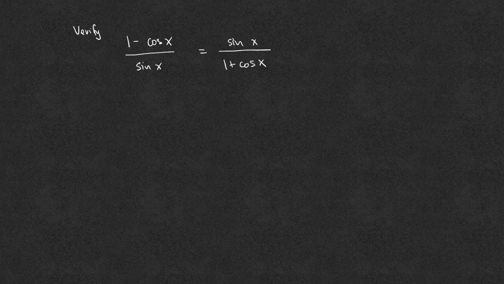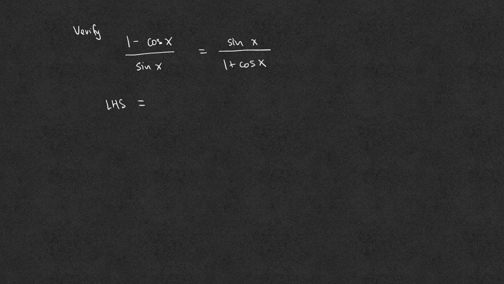Verifying (1 minus cosine of x) over sine of x equals sine of x over (1 plus cosine of x). To verify this identity is to start with one side and arrive at the other. Usually we start with a more complicated side. In this case, either side is equally complicated, so we start with the left-hand side.